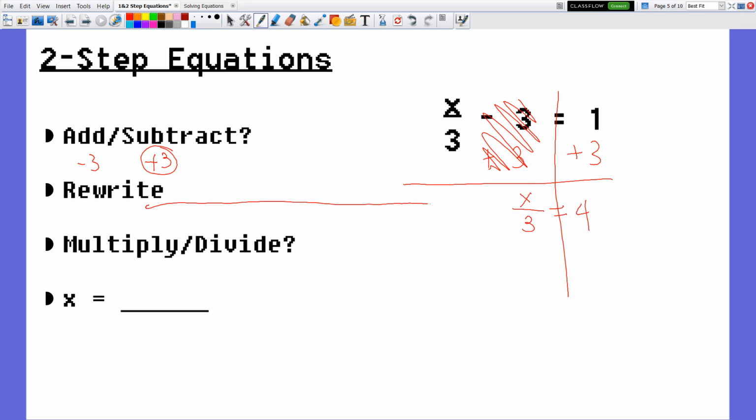There it is, rewriting. Do you see any multiplication or division? Well, I see a letter on the left side, right here. So that's going to tell me what's going on. All right, so x divided by 3. The inverse operation would be multiply by 3. That's what I'm going to do.